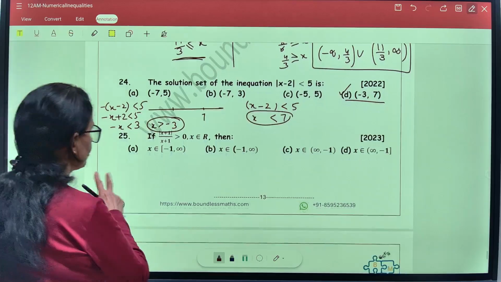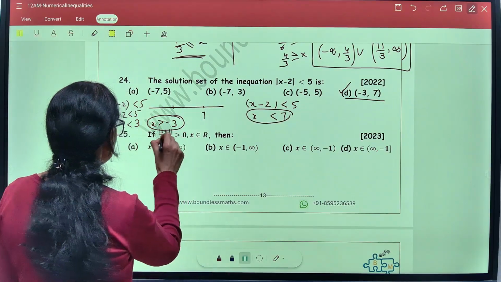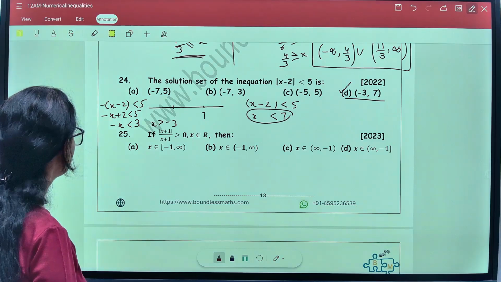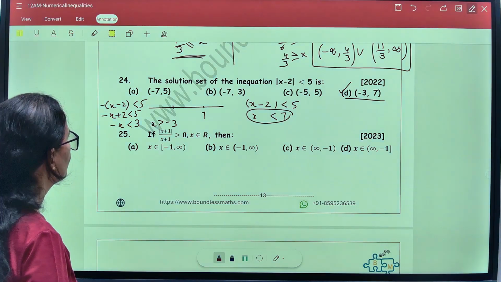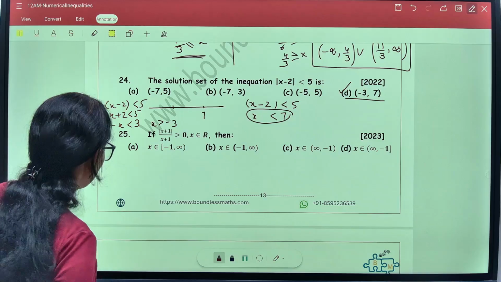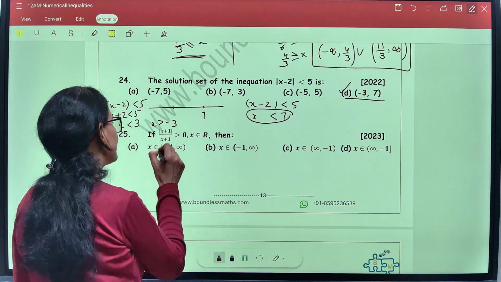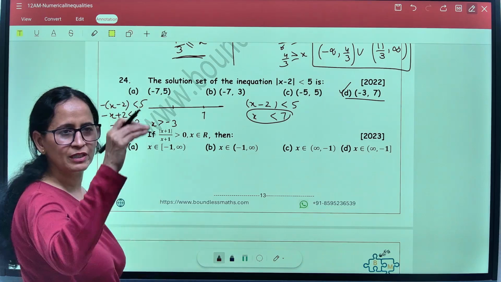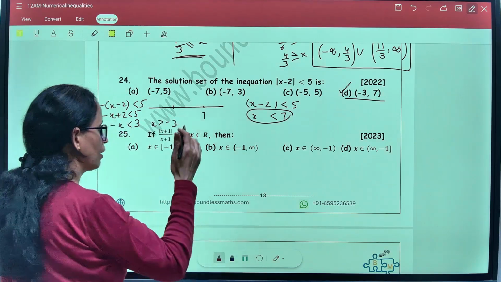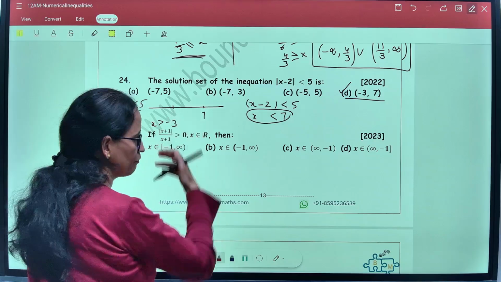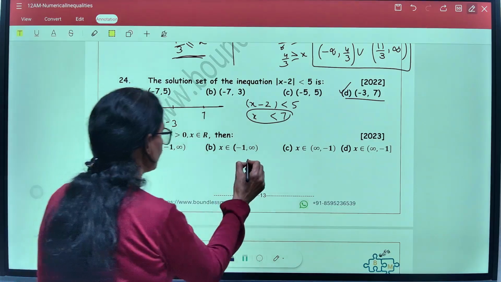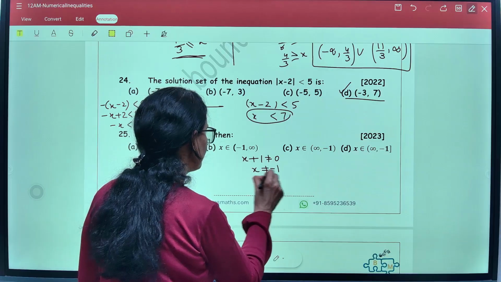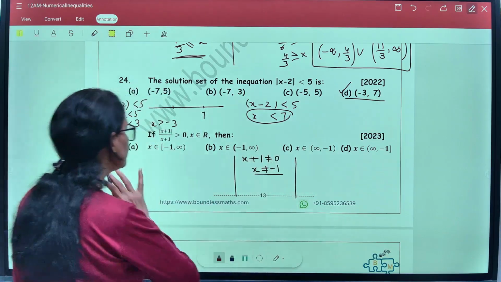Okay, next question. The question is modulus of x plus 1 upon x plus 1, where this is greater than 0, x belongs to real numbers, then what is the solution set? What are the valid values for x? So as we can see, now there are three conditions. First thing is denominator should never be 0. Whenever you are given a polynomial, rational expression or something like this, a fractional expression, then the denominator should not be 0. That means x plus 1 can never be equal to 0, x can never be equal to -1. This is the first condition that we understand. This should not be 0.